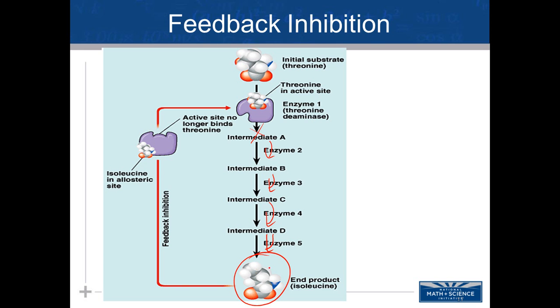What happens is, if there's lots of isoleucine around, it will attach to that particular enzyme and make it inactive. When it becomes inactive, it shuts down this biochemical pathway. If there's no isoleucine around, then that will be detached. The active site now becomes available, and now this biochemical pathway is a go. We're going to go ahead and start making isoleucine. And so this is called feedback inhibition, because the product has the ability to inhibit the biochemical pathway.